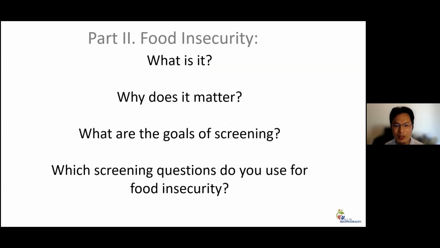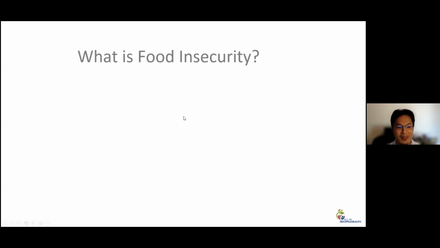What is food insecurity? Why does it matter? And if we're going to be screening for it, what are the goals of screening? Which screening questions do you even ask to screen for food insecurity? So here we go. What is food insecurity? I would love to hear people's reactions and thoughts to this question.